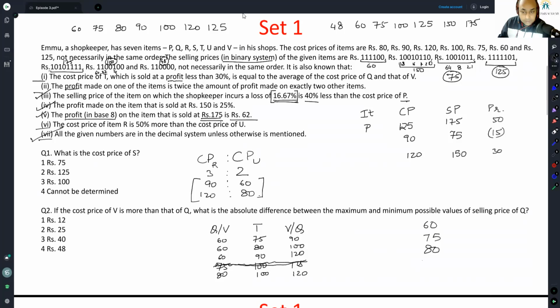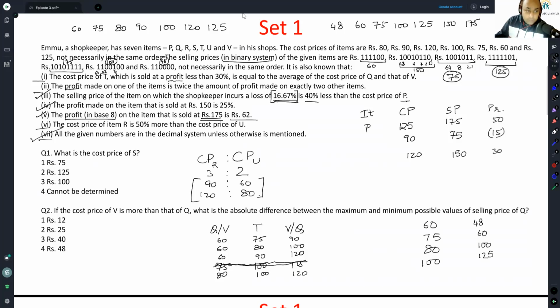And what is left? 100. These 4 CPs are left. The rest of the CPs have been used up. Let me also go ahead and write down all other SPs that are left: 48, 60, 100, and 125. These are the SPs that are left.